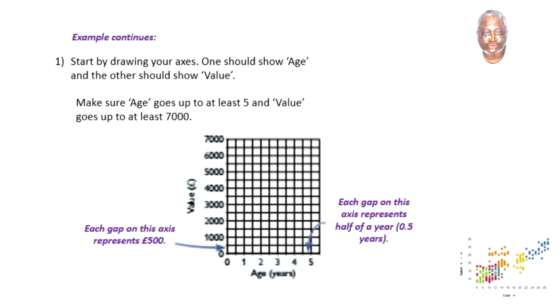And that is what you're expected to do when you start. The other axis is value. Each gap on this axis is 500 pounds. That is the value axis. And then the age axis in years has 0.5 year gaps.